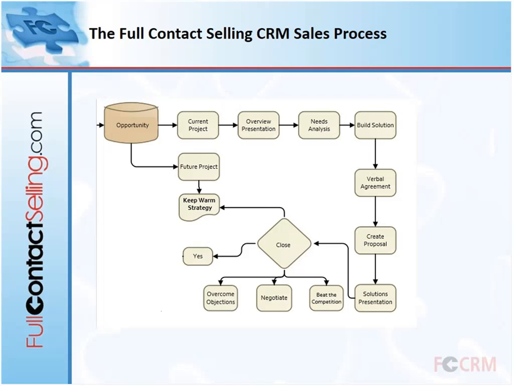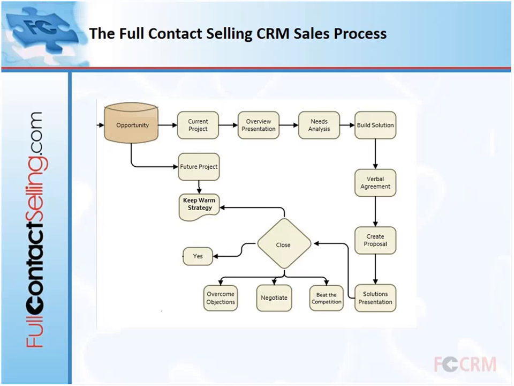So my stages are very simple for this presentation. I've got overview presentation, needs analysis, build a solution, get a verbal agreement, create a proposal, build a solution. But you can have a whole set of subtasks underneath this, a whole set of sub-workflows underneath each one of these stages that notify everybody.